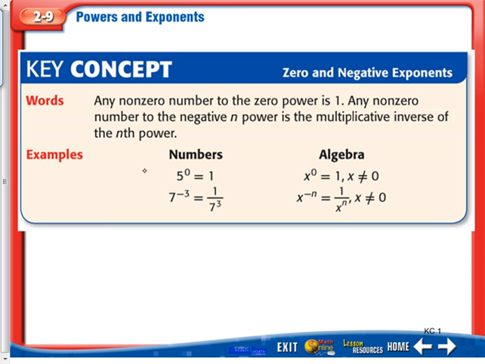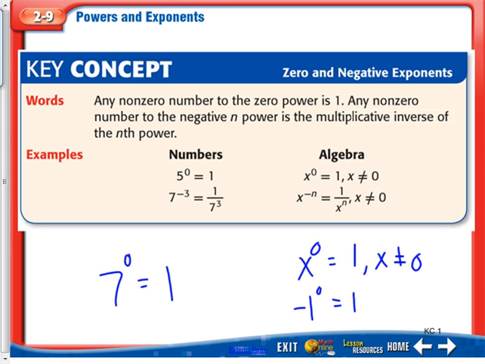Any non-zero number to the 0 power is 1. Any non-zero number to the negative n power is the multiplicative inverse of the nth power. So for example, any non-zero number to the 0 power is going to equal 1. So 5 to the 0 equals 1. 7 to the 0 equals 1. X to the 0 equals 1, as long as x does not equal 0. That's what it says here. X cannot equal 0, but it can be negative. It can be negative 1 to the 0 power, and that equals 1.